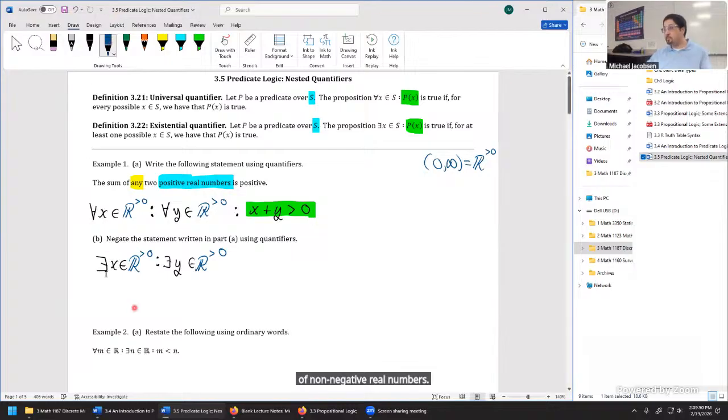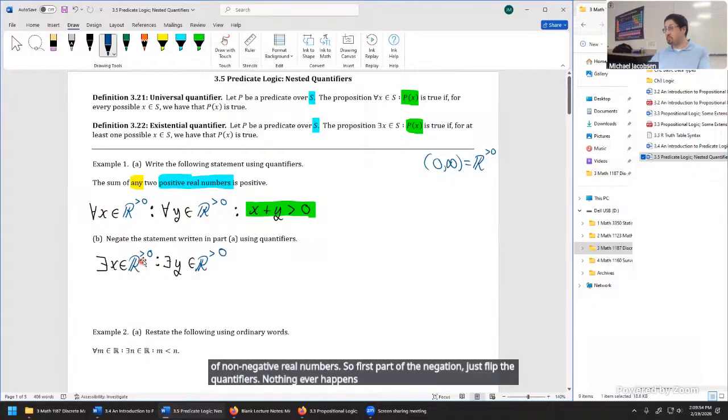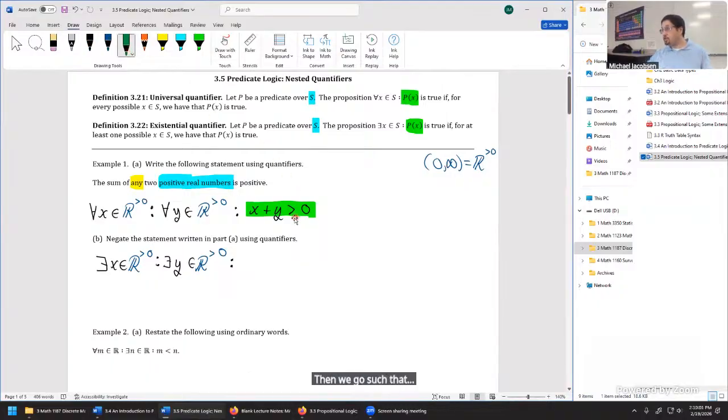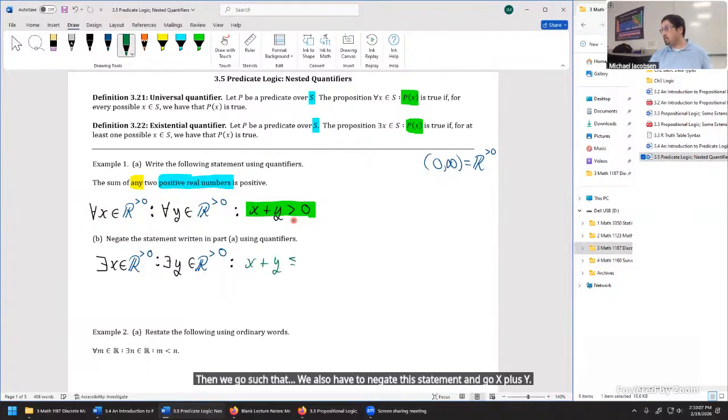So first part of the negation, just flip the quantifiers. Nothing ever happens with the domain of discourse. So no changing on the inequality there. Then we go such that we also have to negate this statement and go X plus Y less than or equal to 0.